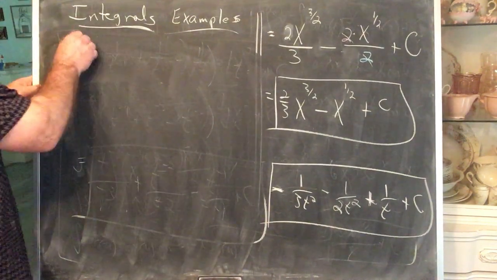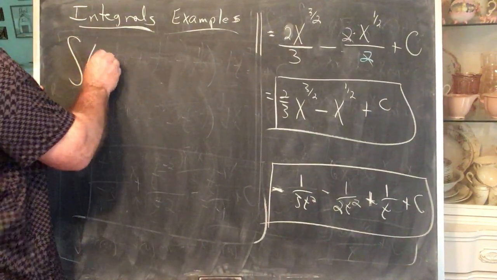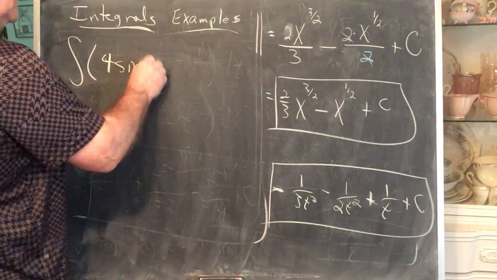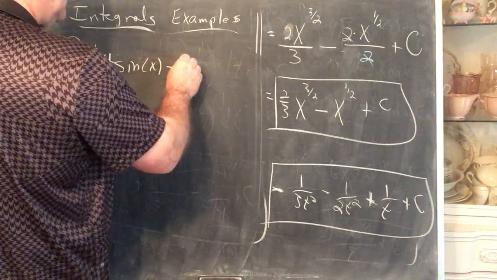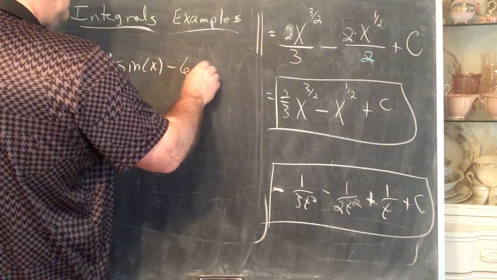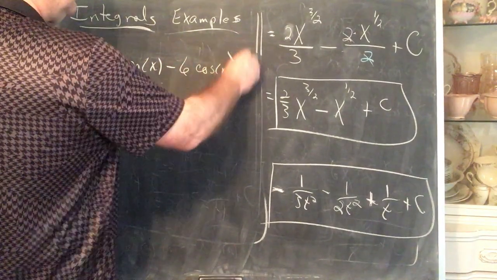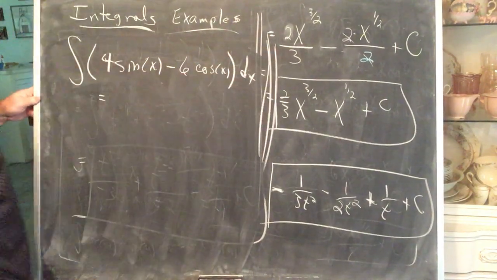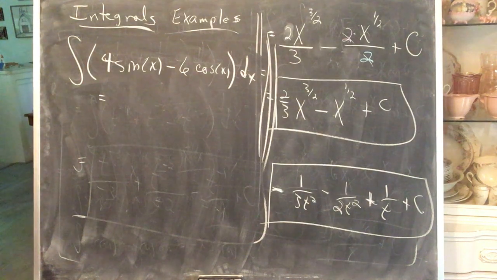All right, one more and then we'll set you free here. Let's do 4 times sine of x minus 6 times cosine of x. What's the antiderivative of sine?